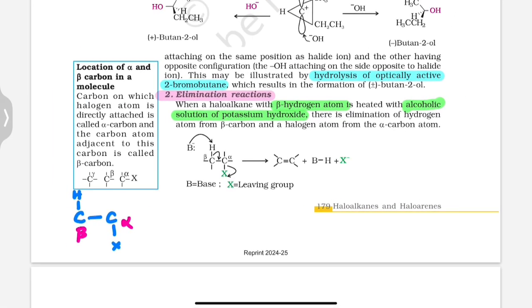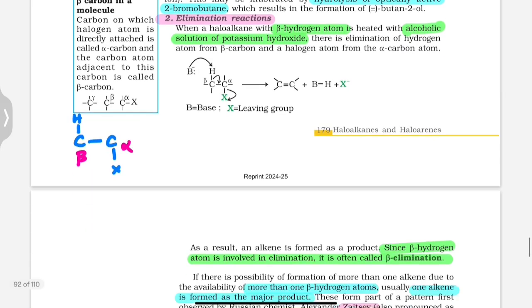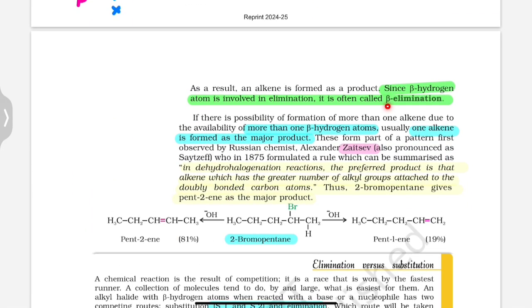Here you can see, when a haloalkane with beta hydrogen atom is heated with an alcoholic solution of potassium hydroxide, that is alcoholic KOH, elimination of hydrogen from the beta position and halogen from the alpha position will take place, which is called elimination reaction. It is also called beta elimination because the hydrogen atom is removed from the beta carbon. Since a beta hydrogen atom is involved in elimination, it is often called beta elimination.